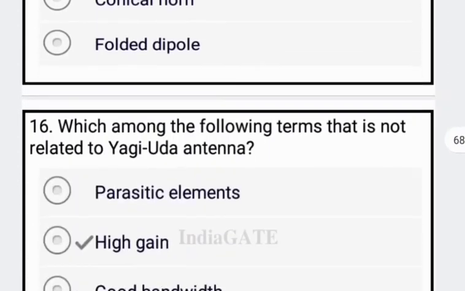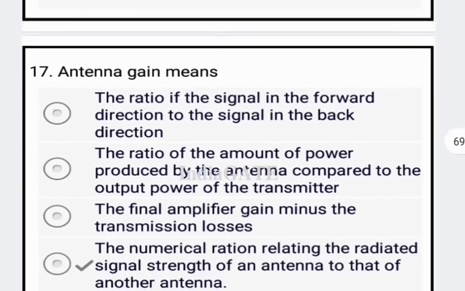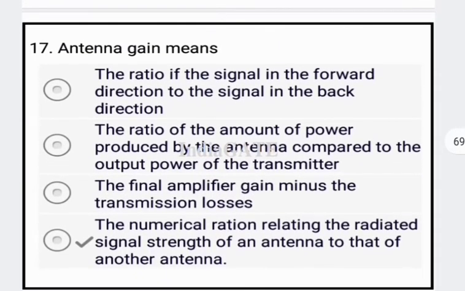Okay. Next question: which among the following terms is not related to the Yagi-Uda antenna? So here option B is correct, that is high gain, which is not related to the Yagi-Uda antenna. Next question: antenna gain means. So the correct answer for this question is option D, the numerical ratio related to the radiation signal strength of an antenna to that of another antenna. So option D is your correct answer.